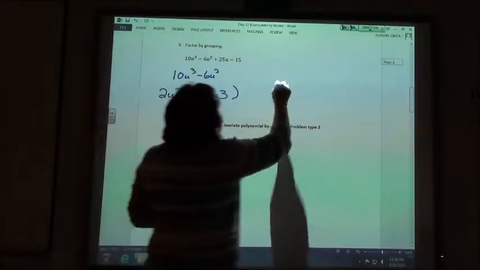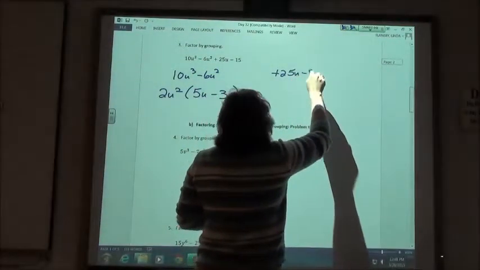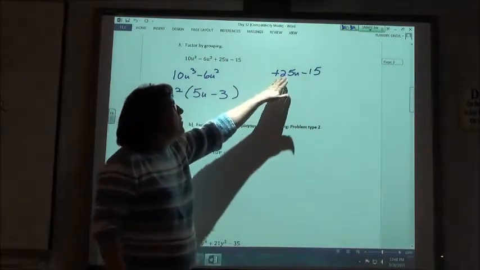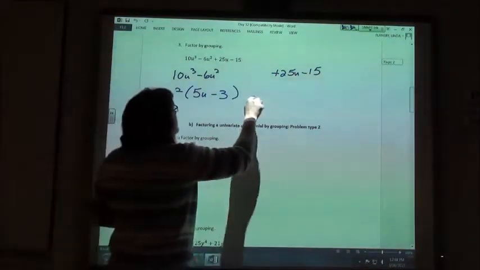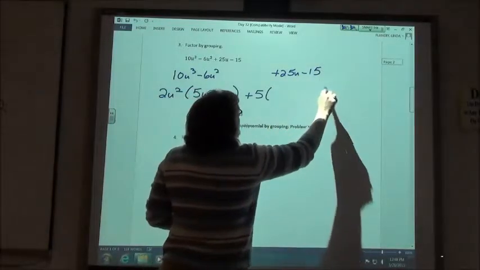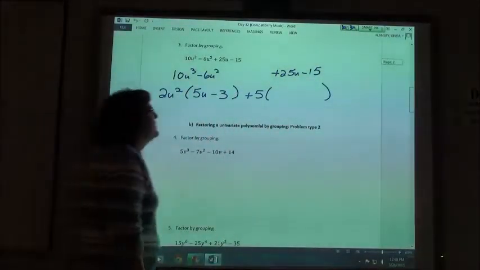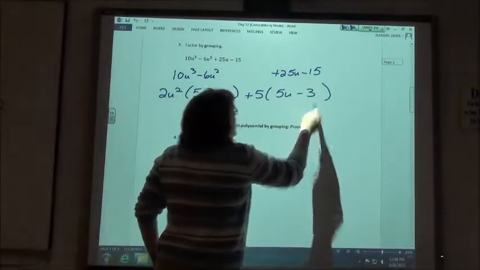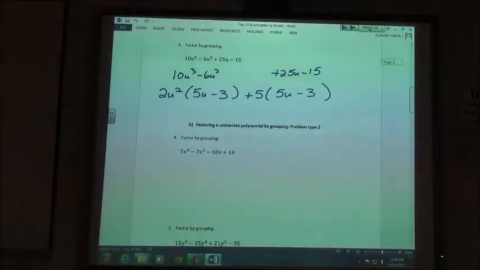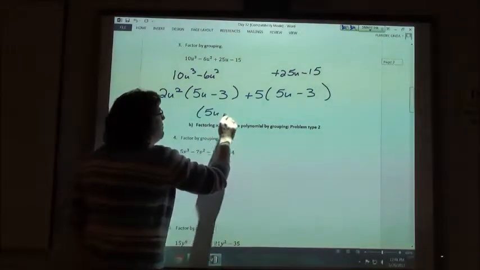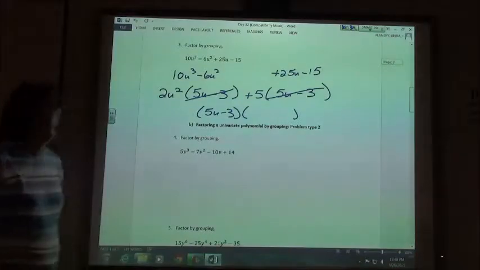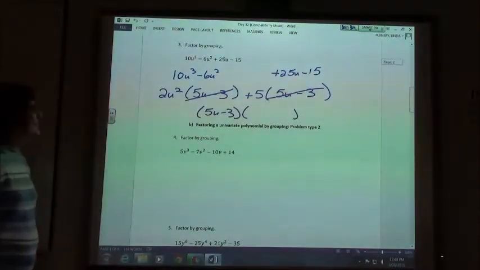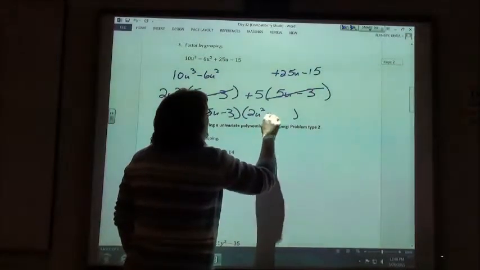So my other two terms, I have a positive 25u minus a 15. What can I divide 25u by to get 5u? A positive 5. So if I divide each of those by 5, what do I get? 5u minus 3. And that should match up with that, right? So my common factor is the 5u minus 3. If I factor that out, my other factor is 2u squared plus 5.